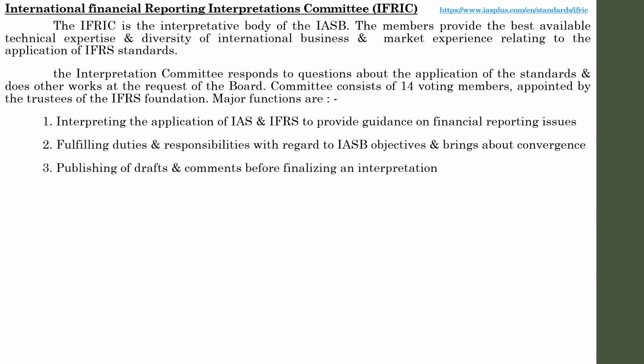Publishing of draft and comments before finalizing an interpretation. We have dealt with this area in one of the previous classes, on how standards are set by the IASB. One of the steps before implementing a standard is publishing a draft and collecting comments from the public. That means publishing, after clearance by the IASB, the draft interpretations for public comment and considering comments made within a reasonable period before finalizing an interpretation.